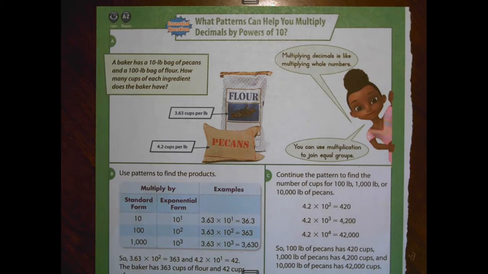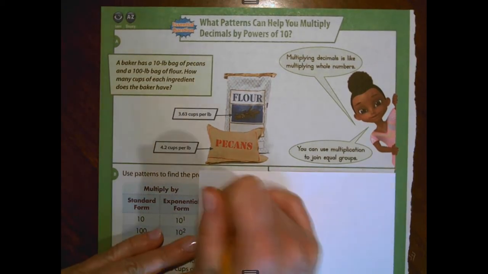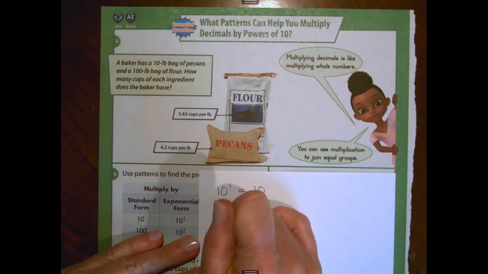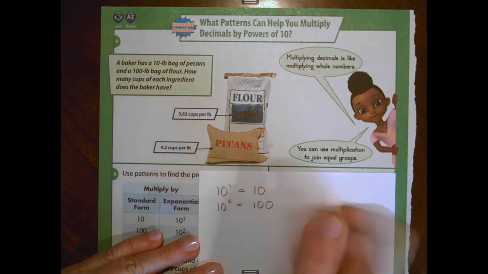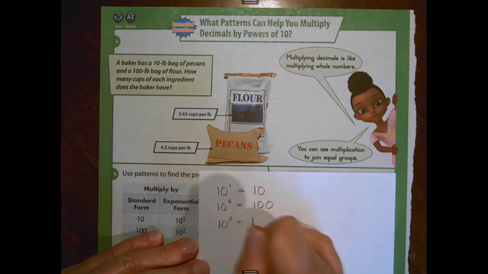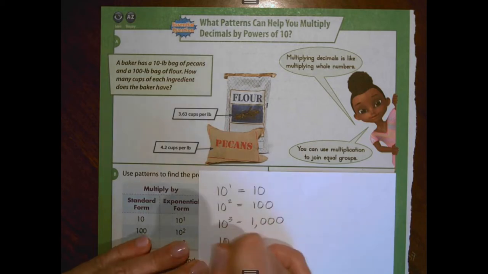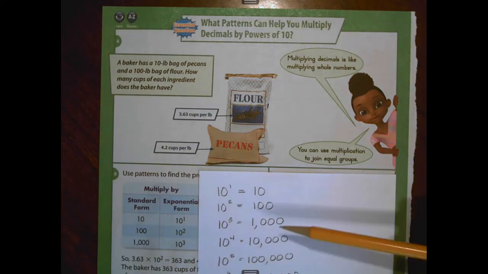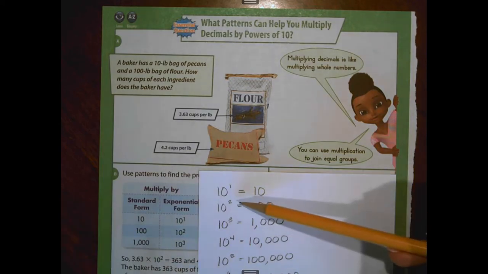If we talk about a number that is 10 to the first power, we're talking about the number 10. 10 to the second power is the number 100. 10 to the third power is 1,000. 10 to the fourth power is 10,000. 10 to the fifth power is 100,000. And you got it. 10 to the sixth power is 1,000,000. So the power tells you how many times you multiply 10 times itself to get this product.